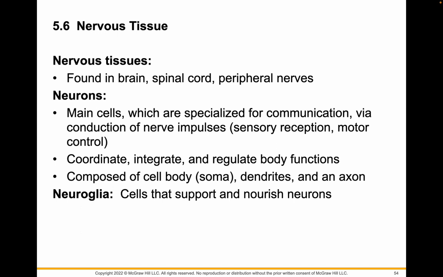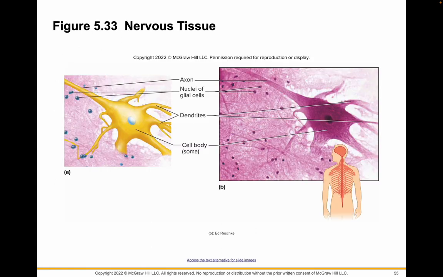Our last type of tissue is nervous tissue, found in your brain, spinal cord, and the nerves that come off of them. And the two main types of cells you need to worry about are neurons, which are the main cells, and then neuroglia, the cells that support the neurons and help nourish them. The neurons are made of three main parts: the soma, the dendrites, and the axon, and it's all about bringing information in, interpreting it, and deciding what to do with it. So that's communication between the cells.